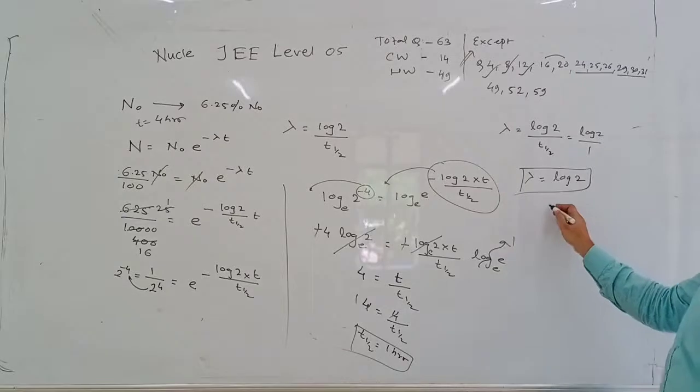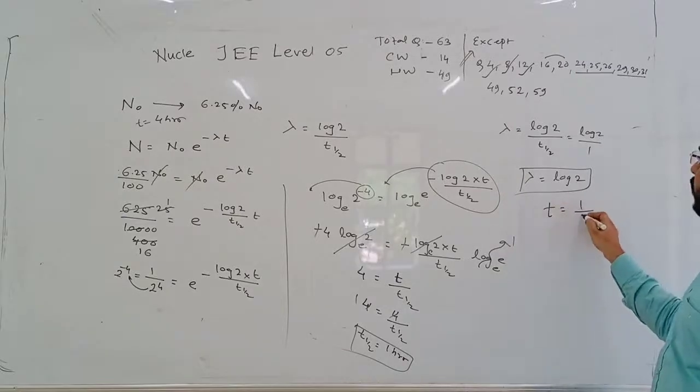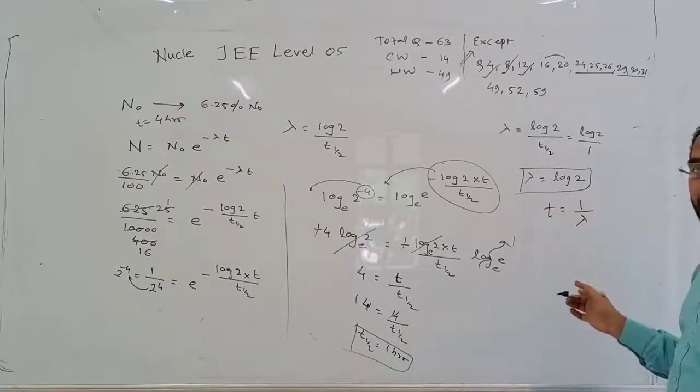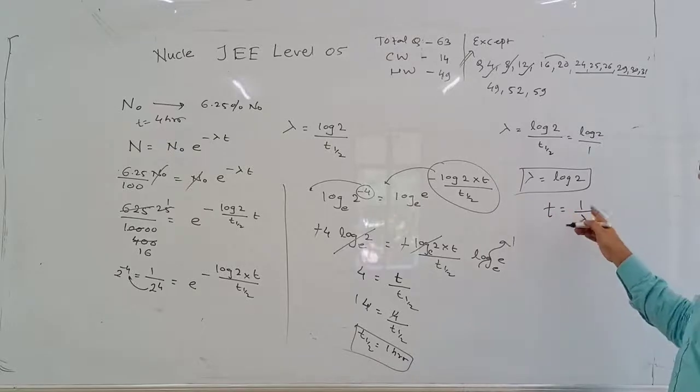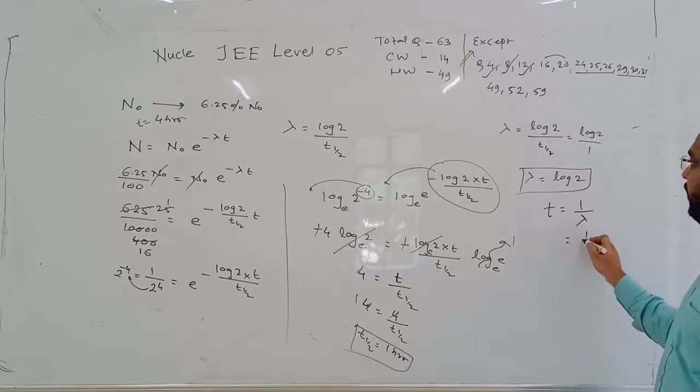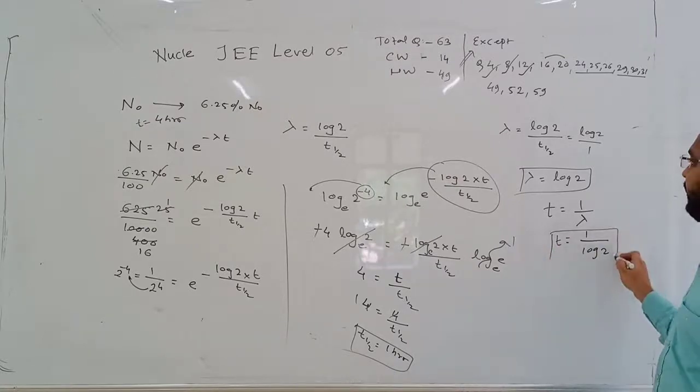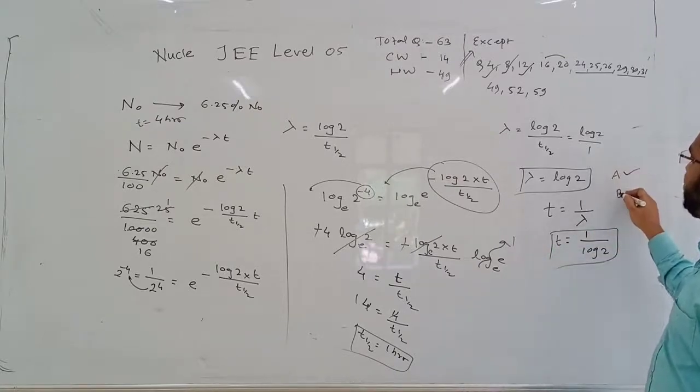What is the mean life? Mean life is equal to 1 upon lambda, the reciprocal of lambda. So it will be 1 upon log 2. So option B is also correct. A is also correct. B is also correct.